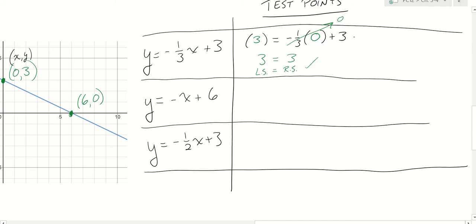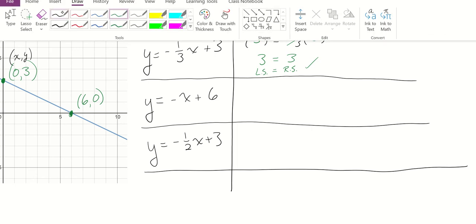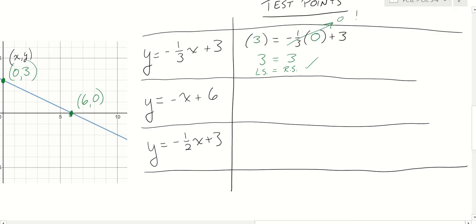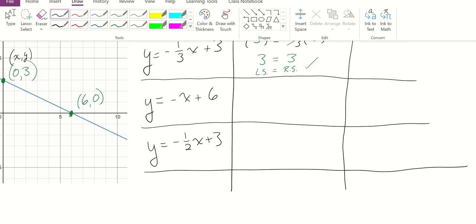That's great. We are initially encouraged, but let's test another point, because the 2 points that we test must satisfy that equation. So if just one works, then it could also be a point that lies on some other line. So we need to test 2.